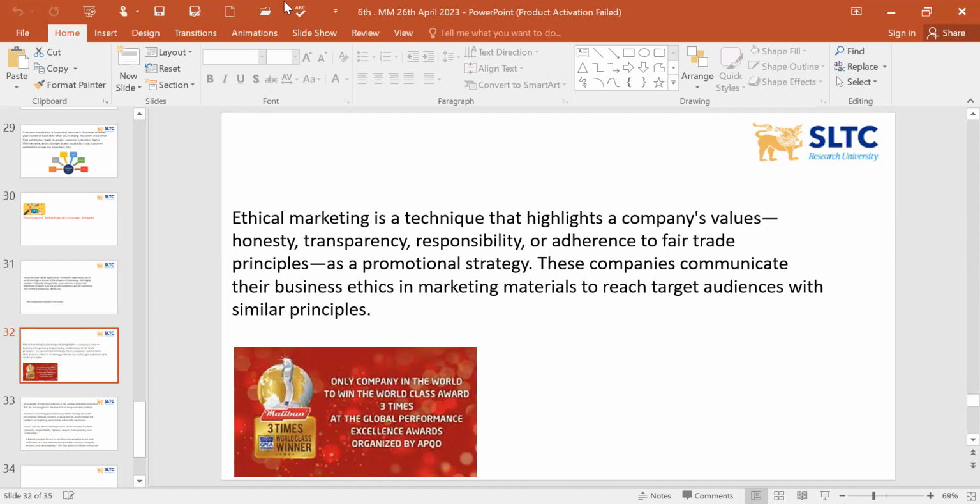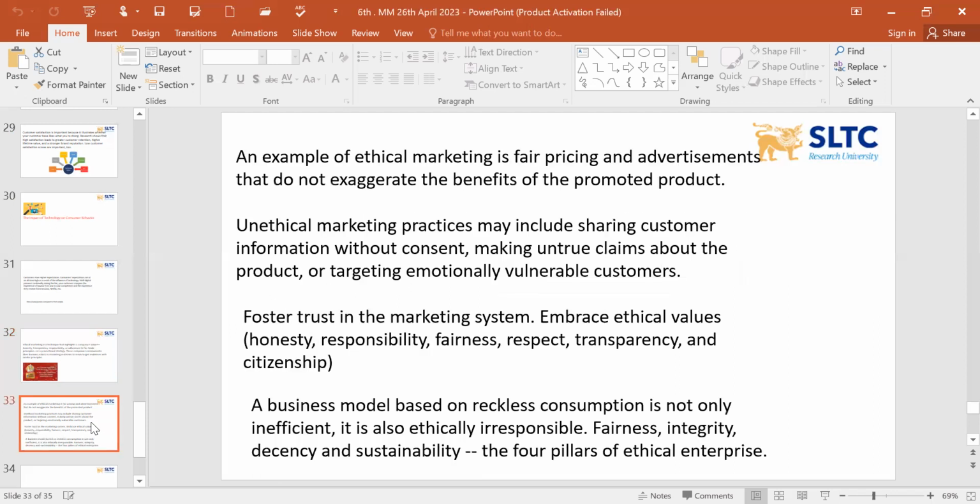When we come to brand management, you'll be able to know what image is, but a product or service or an organization has to create that impact in the minds of consumers with regard to honesty, transparency, responsibility, or adherence to fair trade principles as a promotional strategy. And that's why most of the entities win people's awards, because that is being created.